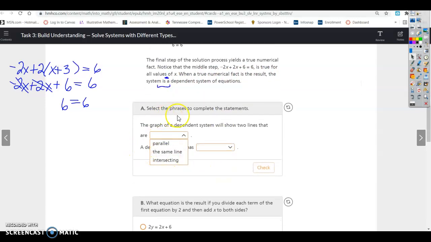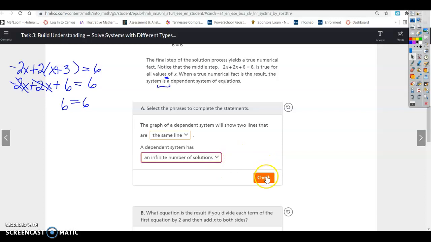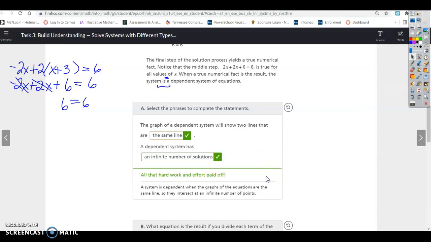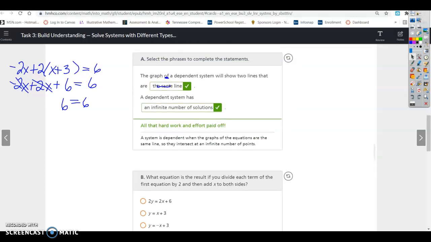All right, select the phrases to complete the statements. The graph of a dependent system will show 2 lines that are the same. Dependent means all solutions work. Any x I plug in here will work, so it's going to be the same line. A dependent system has infinitely many solutions because if it's the same line, that means every point on those lines is the same.